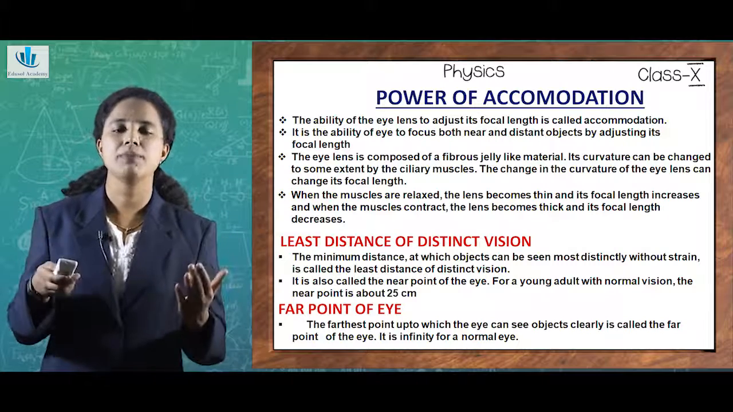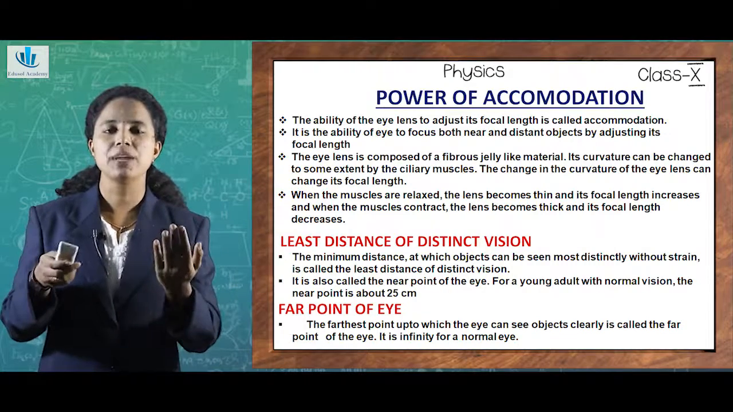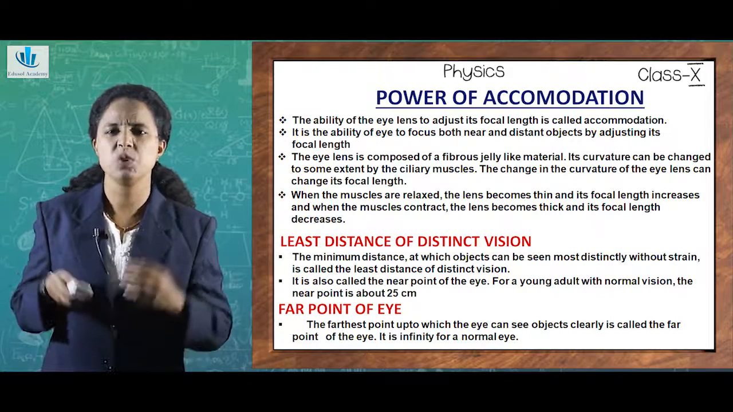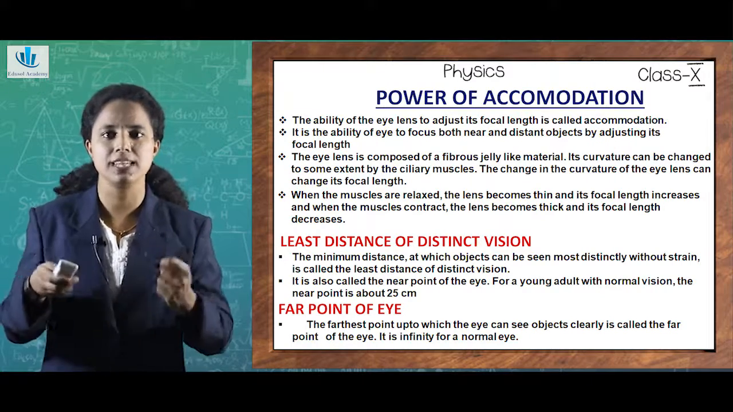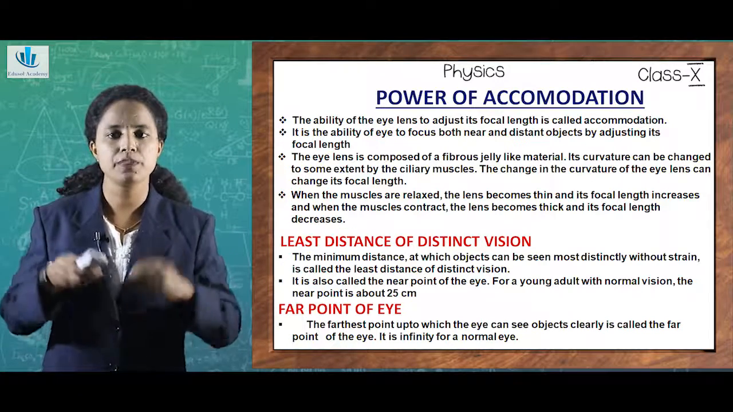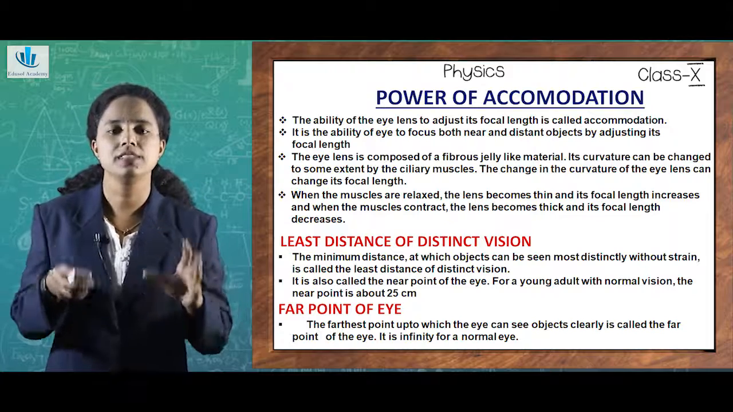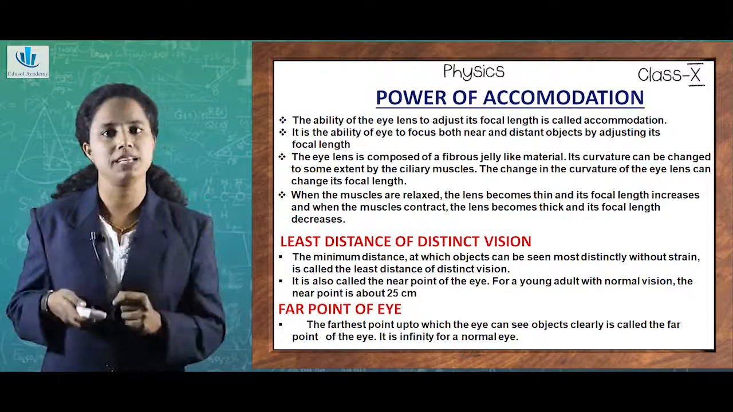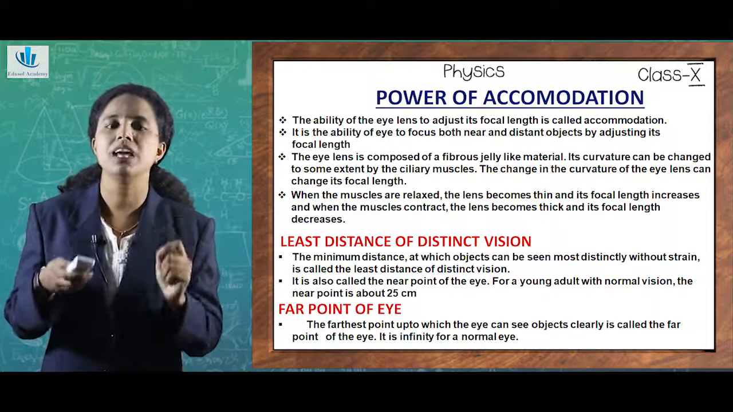For example, if I am reading my newspaper and I am placing it so close to me, I won't be able to see it clearly, isn't it? We feel a strain or pressure in our eyes, isn't it? So there is a minimum distance apart we need to keep the object so that it can be seen clearly. So least distance of distinct vision means it is the near point of the eye.